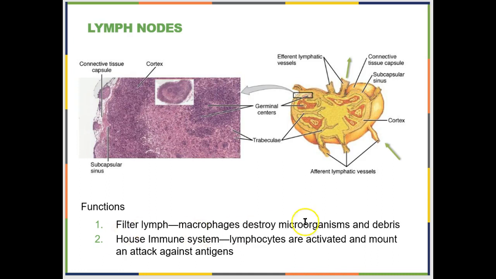I put arrows here, but this part isn't important. Lymph will flow in through these afferent lymphatic vessels, through germinal centers in the cortex, then through the medulla, and out through these efferent lymphatic vessels.